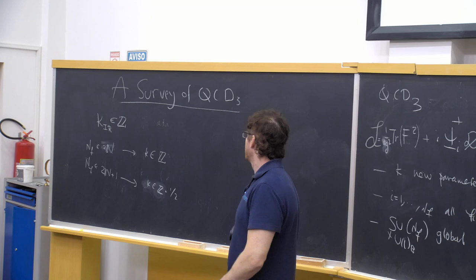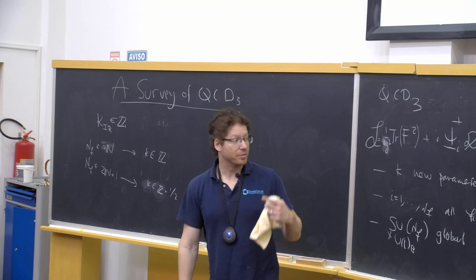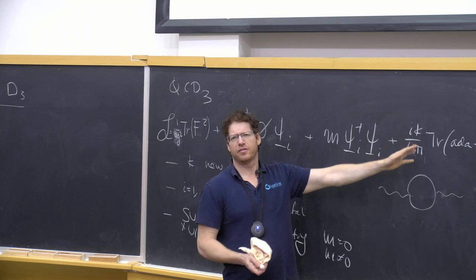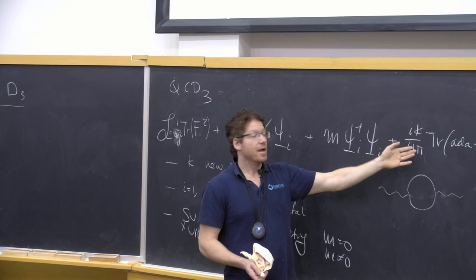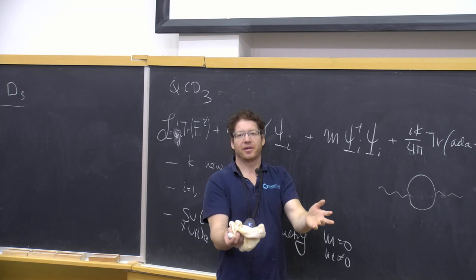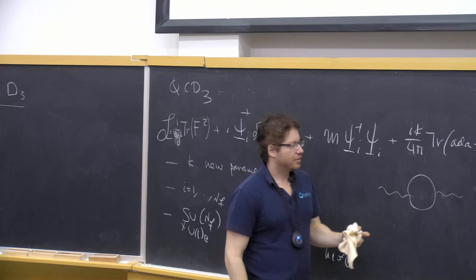Fantastic question. I was hoping this would not come up. You can complain that the Lagrangian that I wrote has a half-integer quantized k, and therefore the Chern-Simons part of the action makes no sense. The bare Lagrangian makes no sense. So the long distance theory seems fine, but the bare Lagrangian makes no sense. So here there is a discussion.